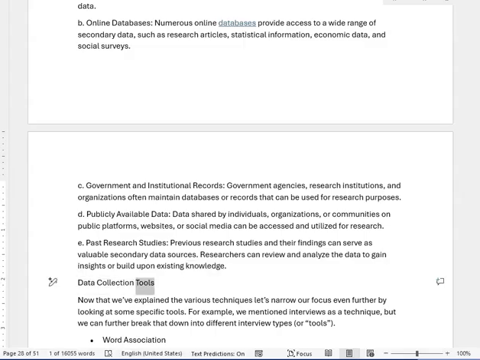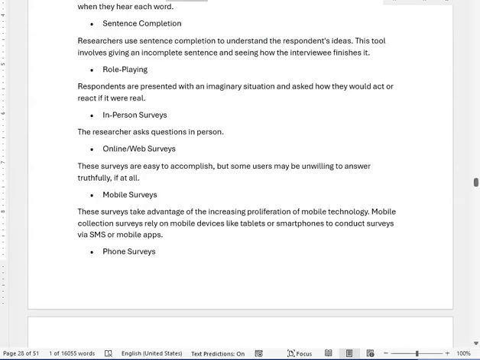Data collection tools. Now that we've explained the various techniques, let's narrow our focus even further by looking at some specific tools. For example, we mentioned interviews as a technique, but we can further break that down into different interview types or tools. Word association. The researcher gives the respondent a set of words and asks them what comes to mind when they hear each word. Sentence completion. Researchers use sentence completion to understand the respondent's ideas.